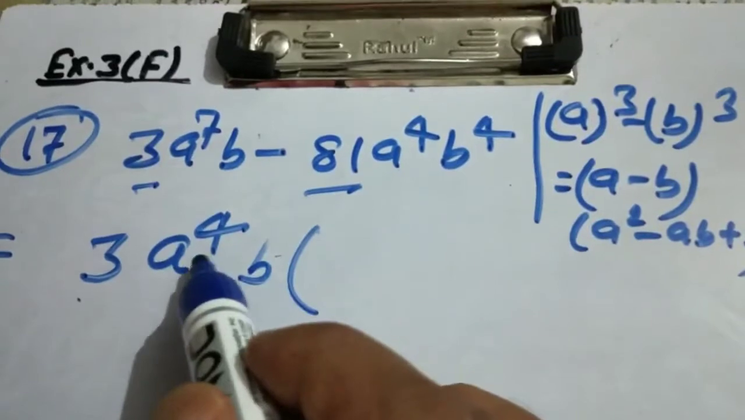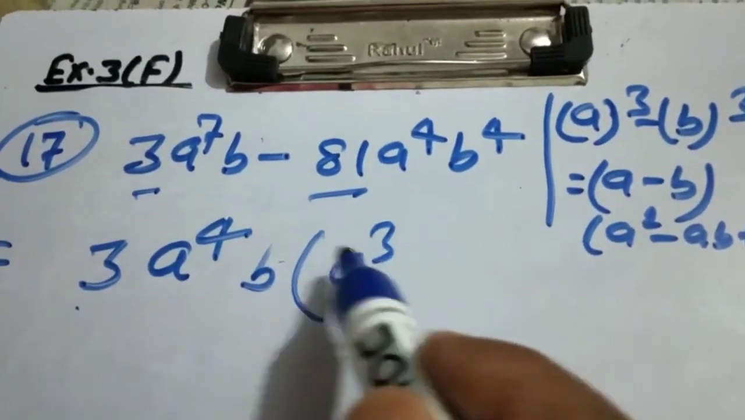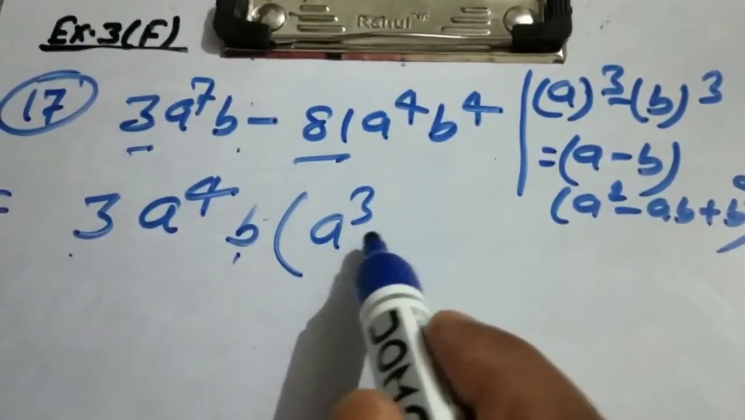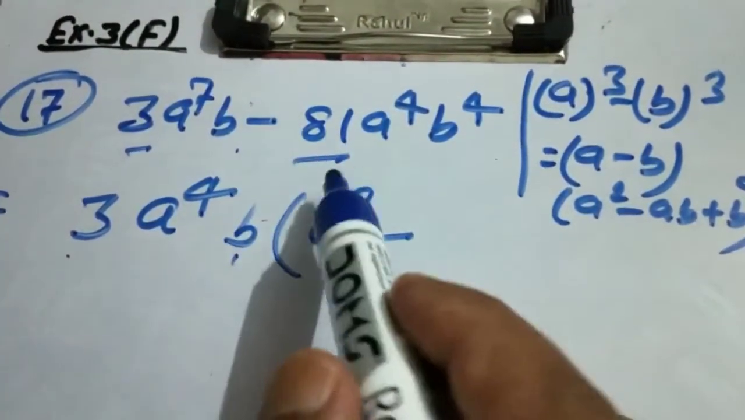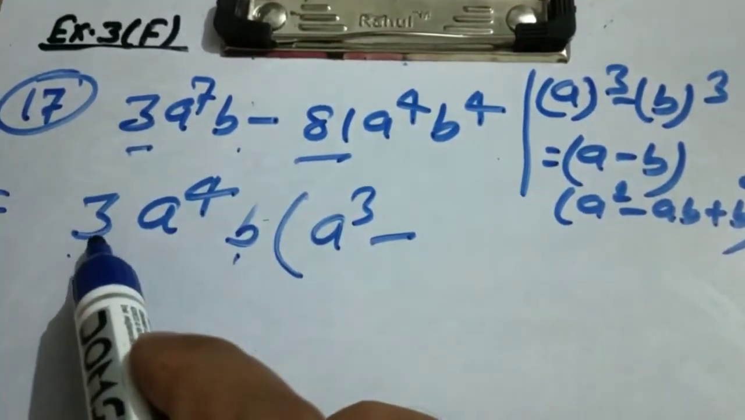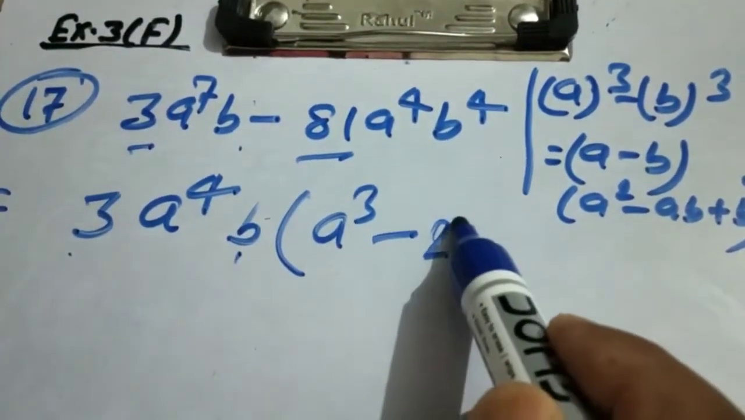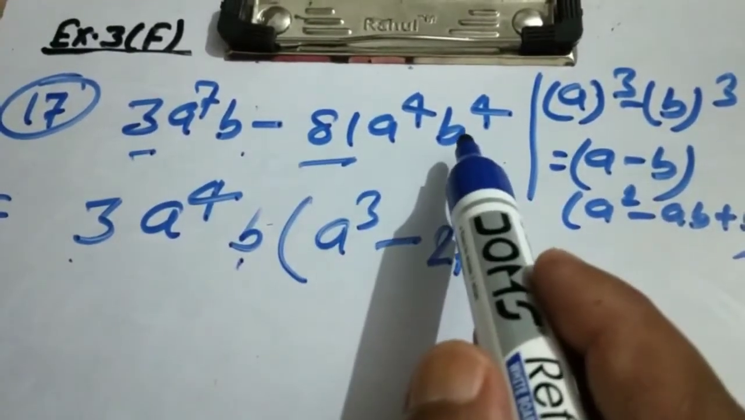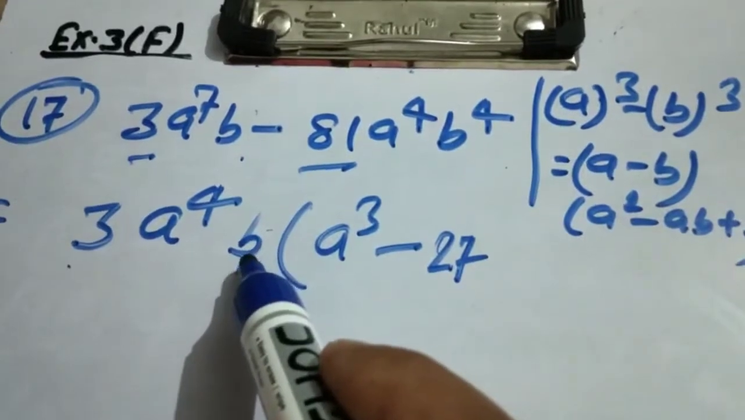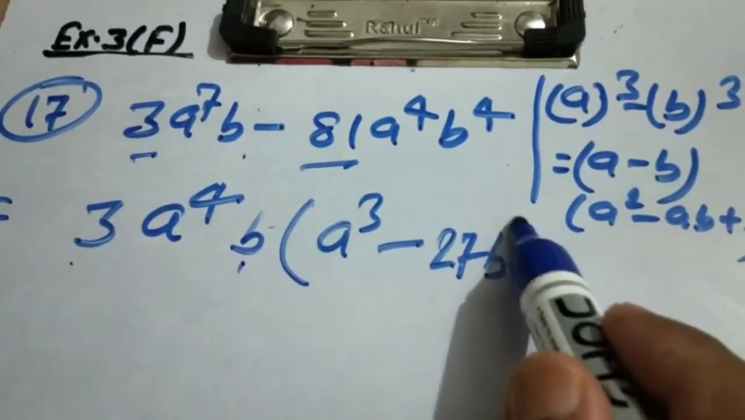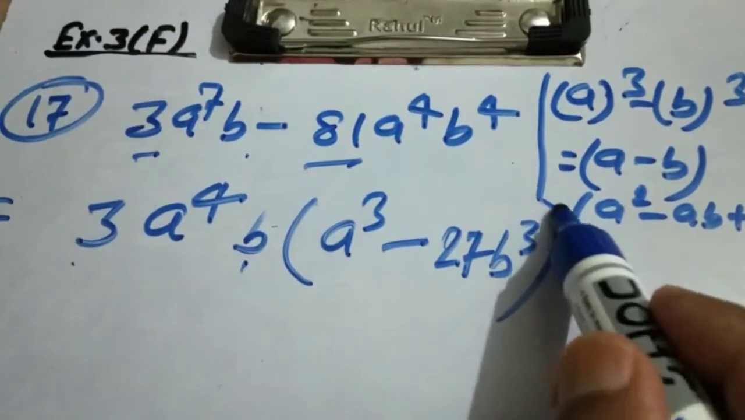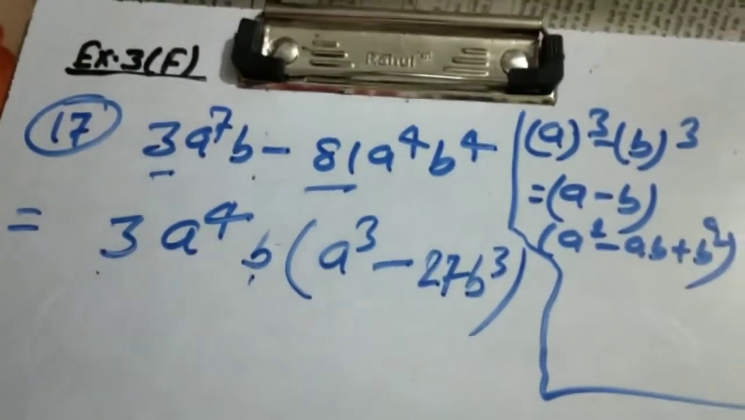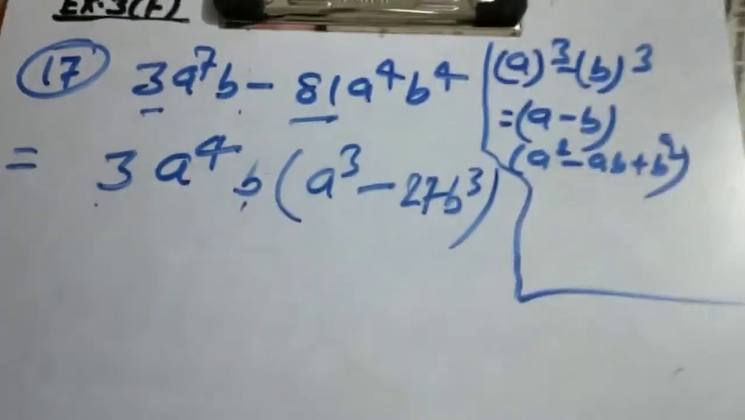Then here we are left with 3 as common. A power 7 minus a power 4 will be a power 3, and b we have already taken as common. So a cube will be left here, and then the minus sign is there. Now 81 when divided by 3 will be 27, and a power 4 is already taken as common, and then b power 4 when divided by b, b power 3 will be left here. Now we have to factorize this.